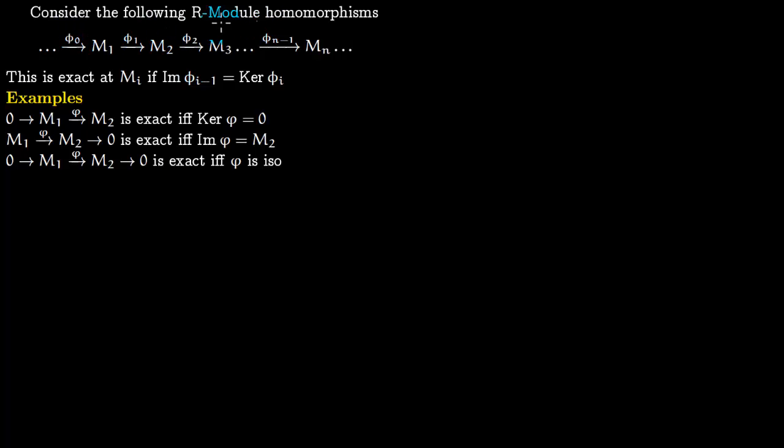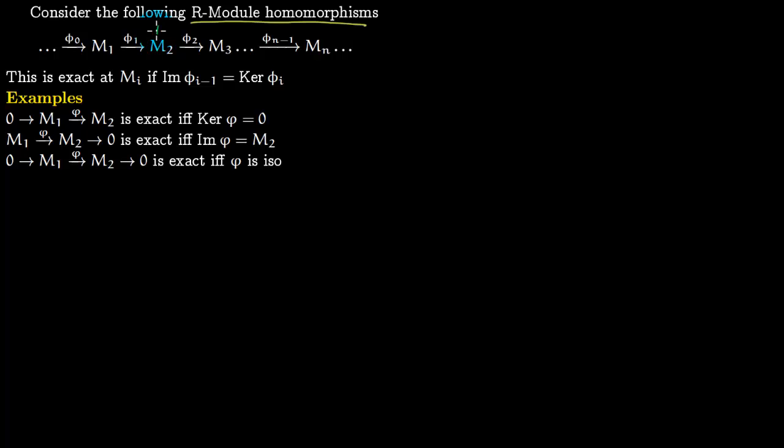So consider the following R-module homomorphisms. This sequence is exact if all these phi 0, phi 1, phi 2 are homomorphisms, and these M1, M2 are some modules. So this is exact at a particular module Mi if the image of the map coming inside is equal to the kernel of the map going out.